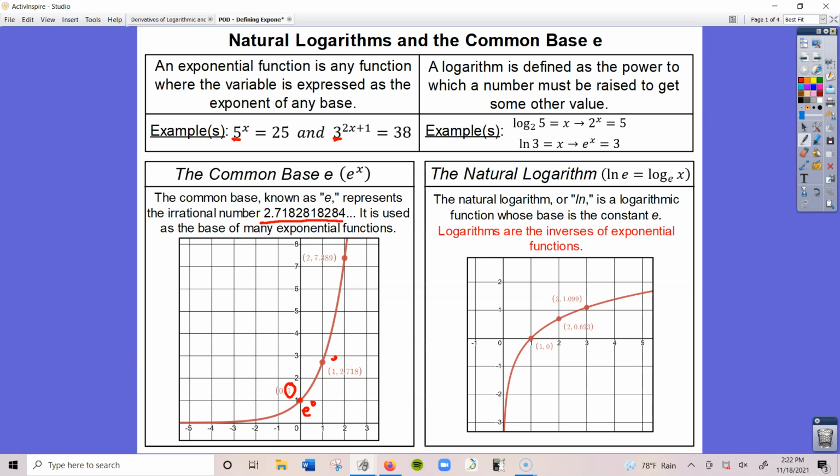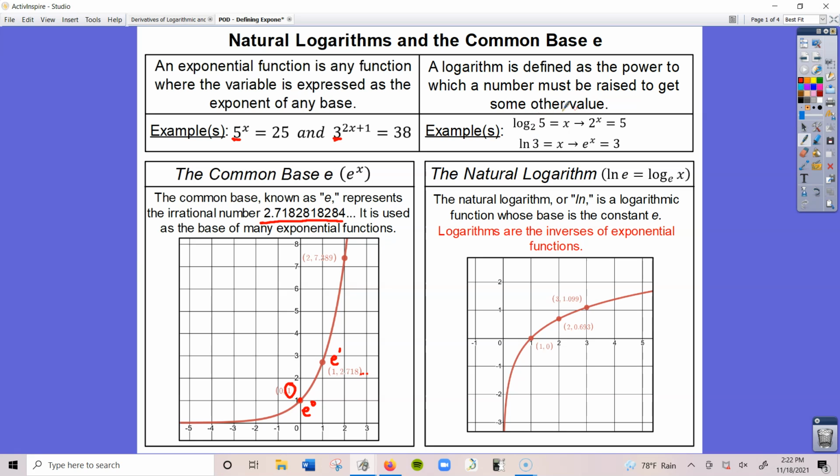Here, where x is 1, that's e to the first power, right? Because this is e to the x, so if x is 1, I plug in 1 for x, and we get 2.718, etc. And then this would be e squared, which is 7.389, etc.